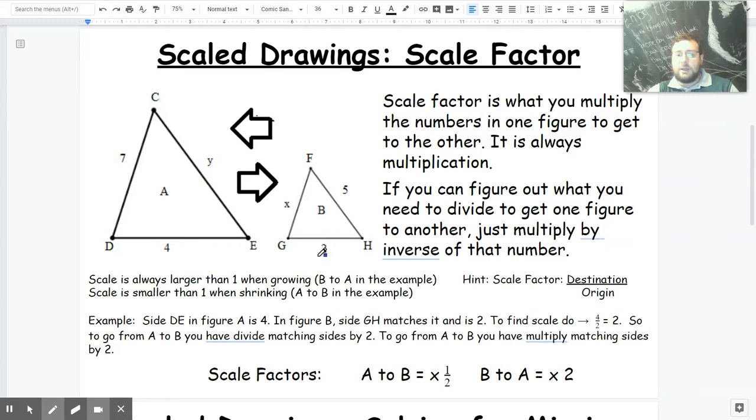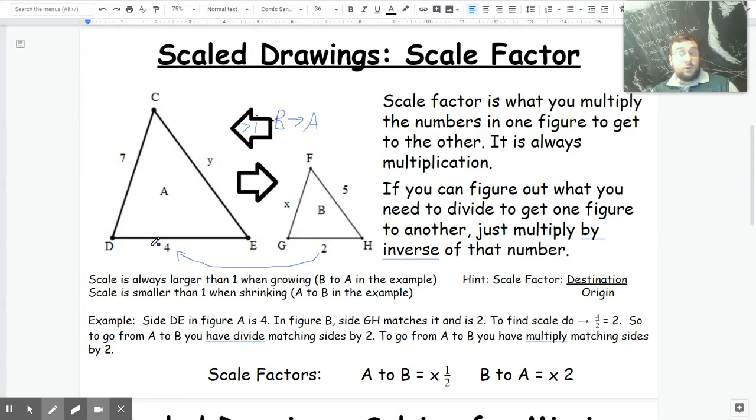So in this example here, if you have to go from 2 to 4, or try to go from B to A, right? So they're trying to grow the image because B is smaller than A. So we try to go from B to A, right, which is this direction here, you would expect the scale factor to be bigger than 1, because if it's getting bigger, you have to multiply the picture, right? Now, in this case, it's pretty obvious that 2 is matched to 4.